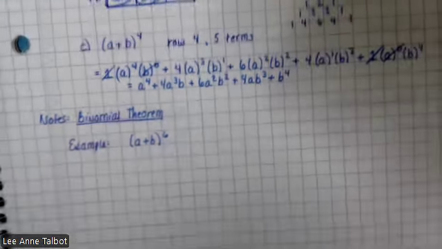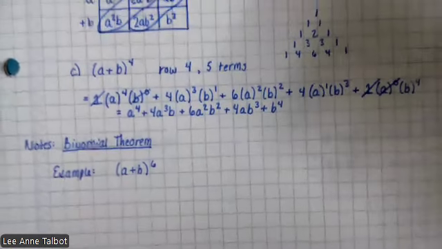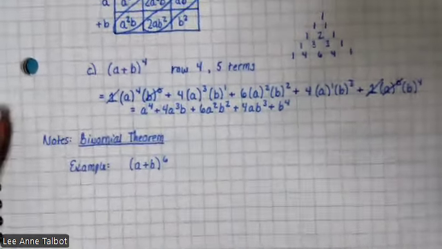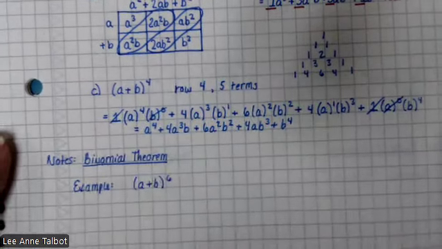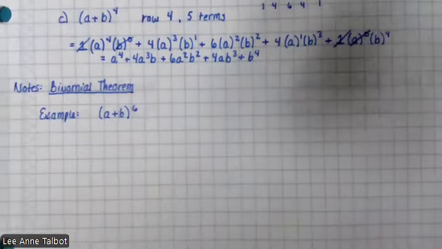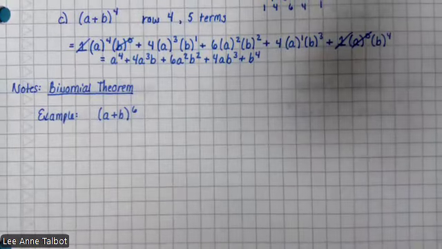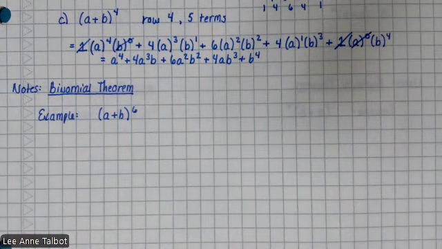Okay, we have one more problem. And I want you to imagine how many boxes you would have to do for A plus B to the 6th. Can you guys imagine how many boxes that would be?